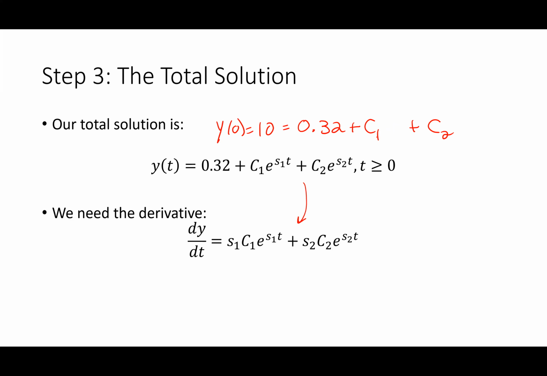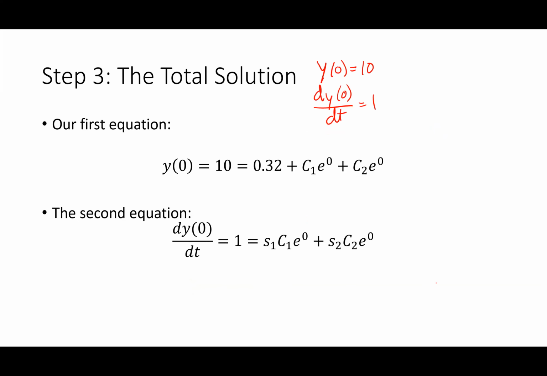And then for the derivative term, I was told that that was equal to 1. So I have dy of 0 by dt equals 1 equals S1 C1 e to the 0, plus S2 C2 e to the 0, which tells me they disappear. Now what do I have? Two equations, two unknowns, linear equations, I can solve it. So this was the result that I had right here.